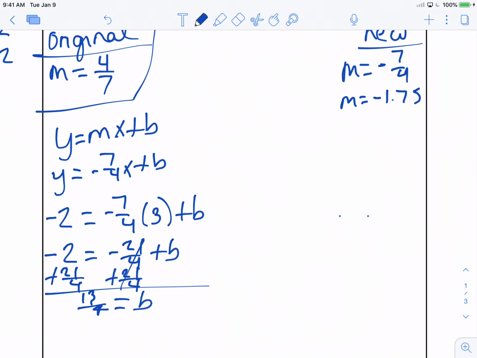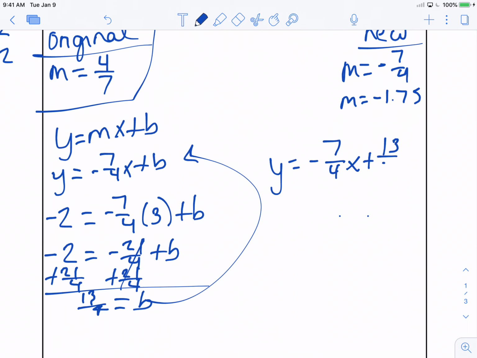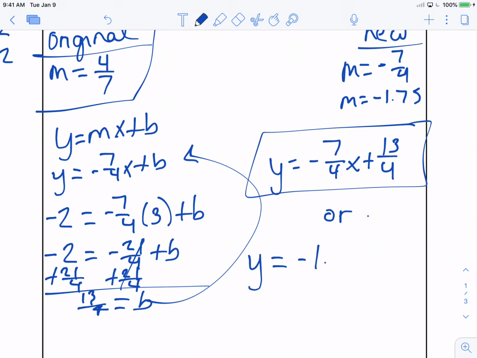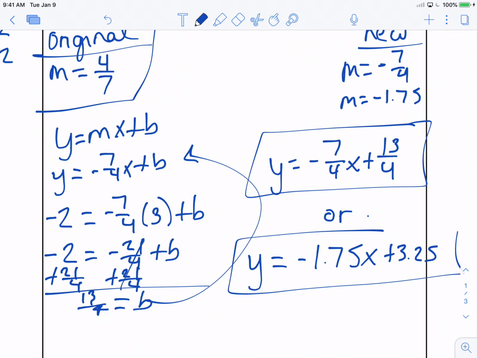Then I can plug it back in here. I have y equals negative 7/4 x plus 13/4, which is my final answer. If you did it in decimal form, you would get y equals negative 1.75x plus 3.25. Either one will work. I don't have a preference.